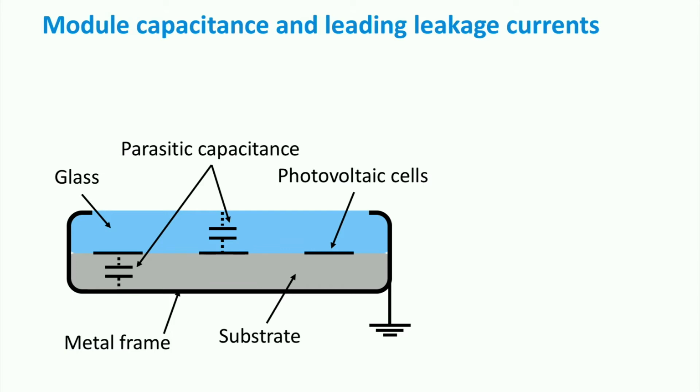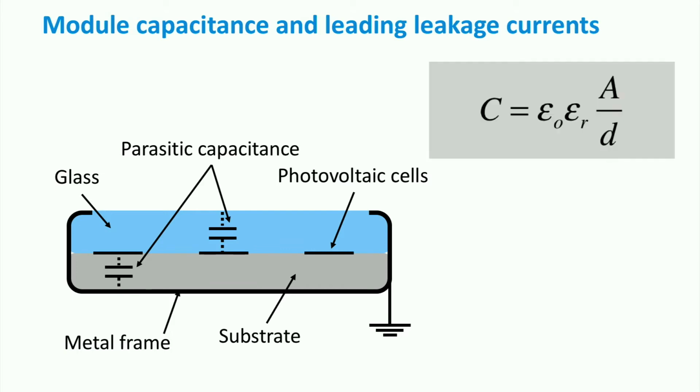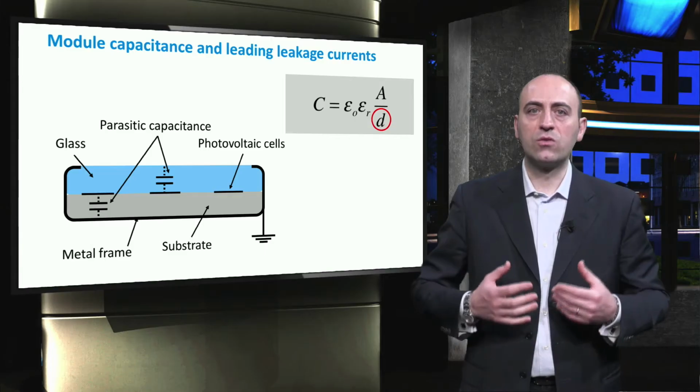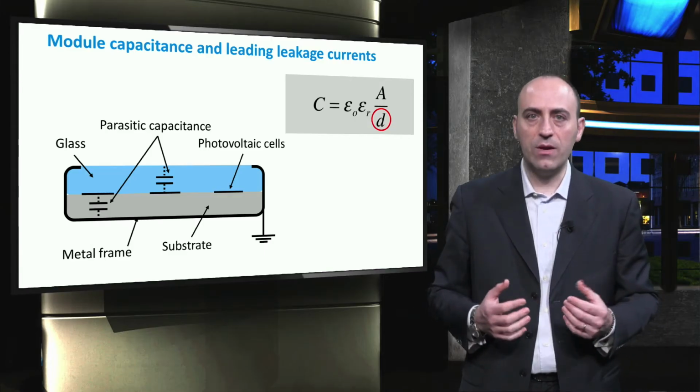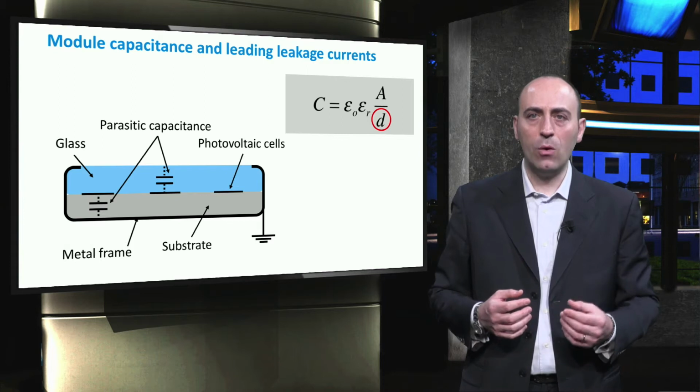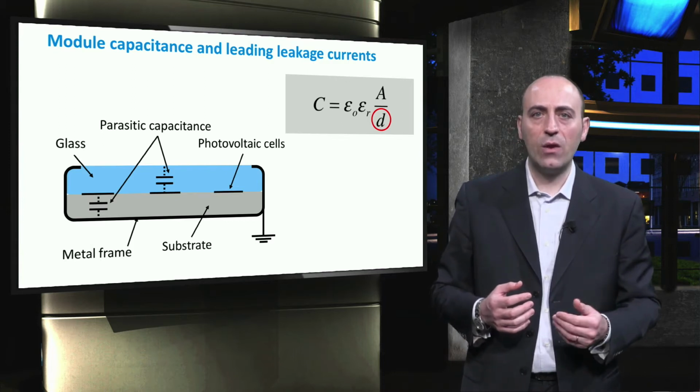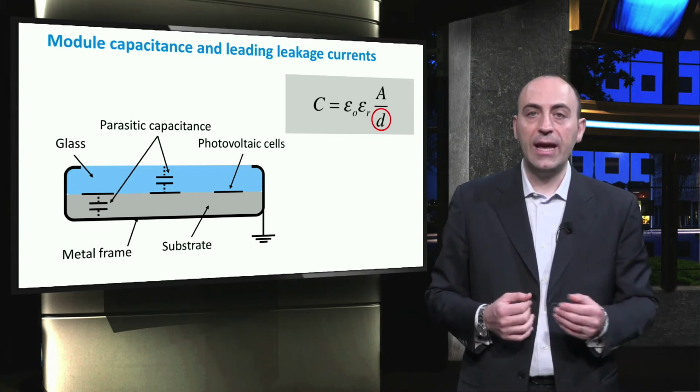The parasitic capacitance is given by the relation shown here. Epsilon naught is the vacuum permittivity or electric constant, epsilon r is the relative static permittivity and it depends on the medium, A is the cross-sectional area of the capacitor, and D is the distance between the two charged layers. As we saw when describing the overall configurations of the inverters, a transformer-less topology lacks the galvanic isolation between the PV array and the grid.